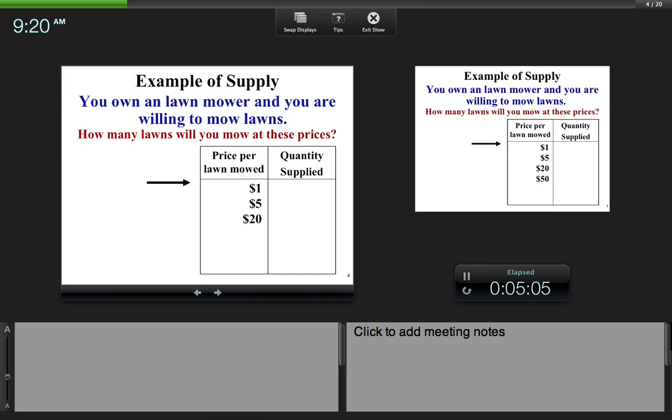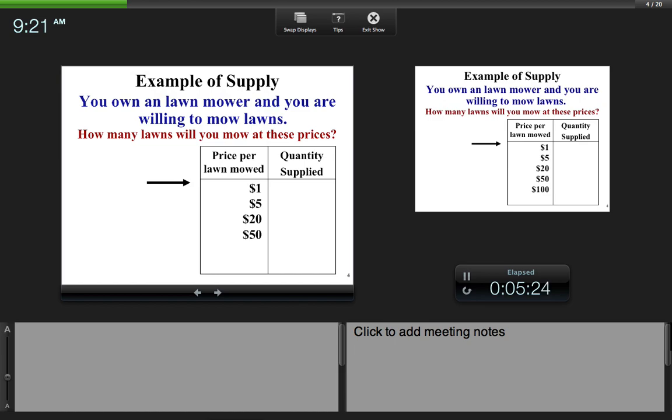Nobody just enjoys lawn mowing? We'll say that the number of lawns available for you to mow is extremely large, more than you could do all yourself. So you would do it for $1, okay? So not very many of us, right? So $5, $20, $50. Who's going to mow lawns for $50?